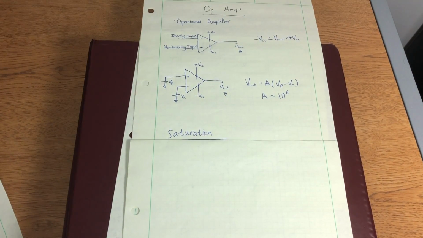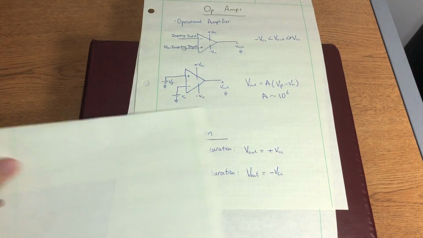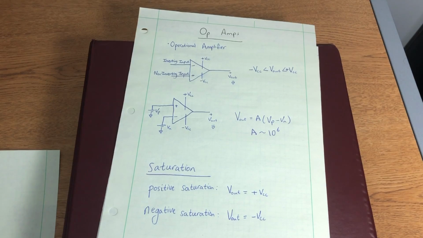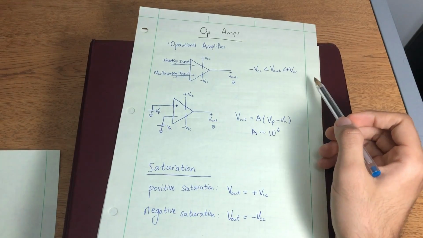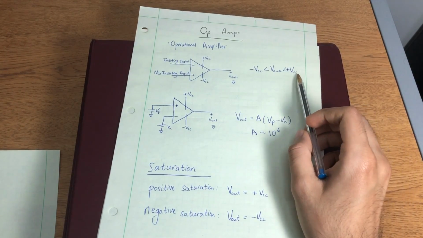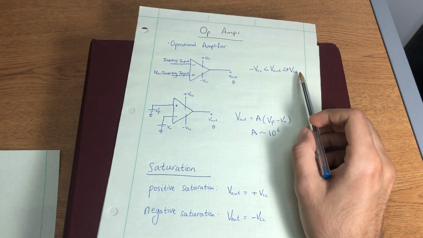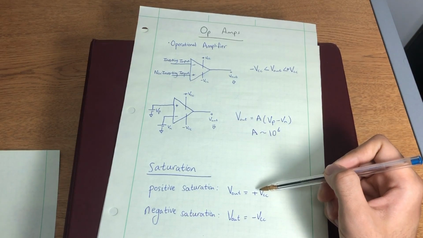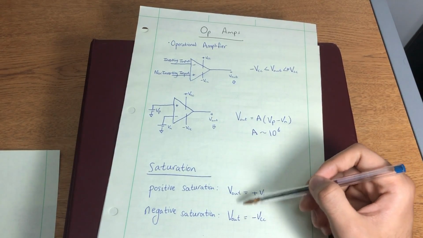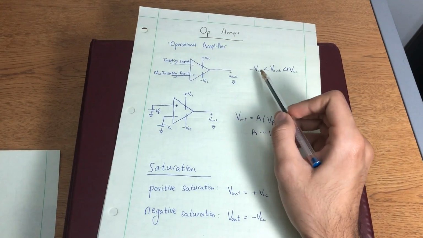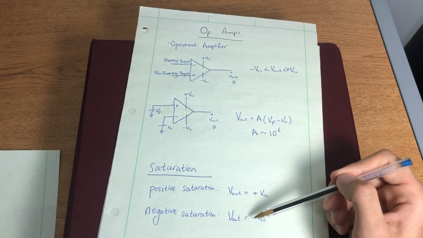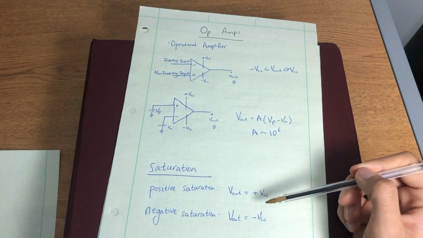When an op-amp saturates, there are 2 cases. Either it saturates positively or negatively. So when our output voltage is greater than our +VCC, we can just consider our output voltage to be VCC. Whereas when our output voltage is on the lower end, when it's less than negative VCC, we say that our output voltage is negative VCC.